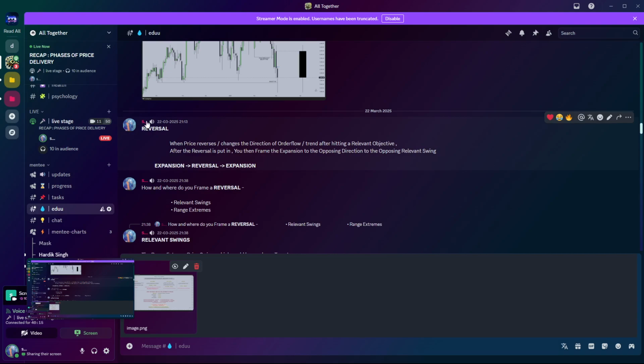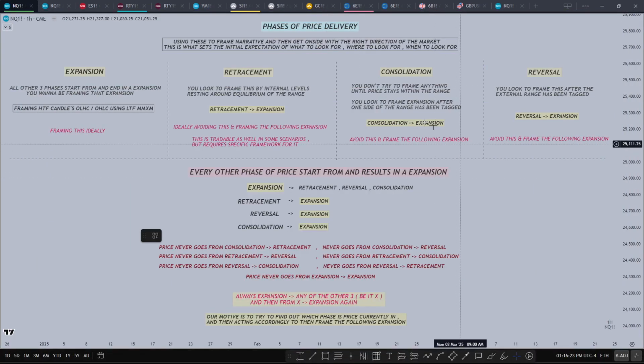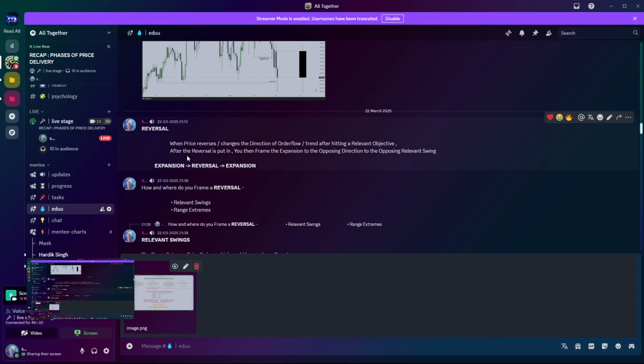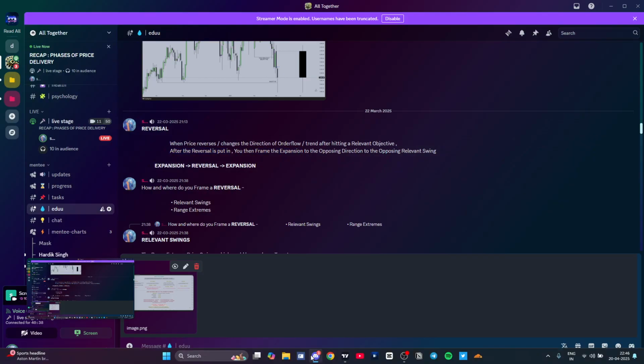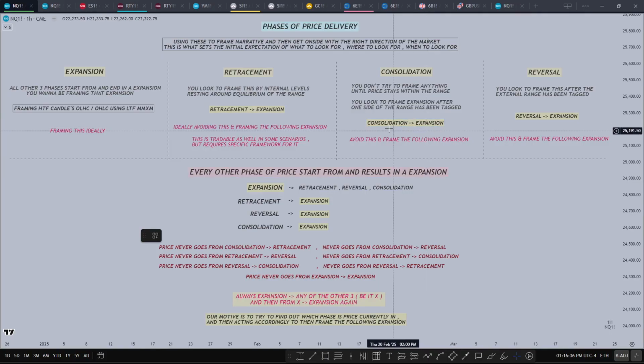Now framing the last phase, which is reversal. When price reverses, changes the direction of order flow after hitting the relevant objective, you don't try to pick this, you don't frame any other phase, you avoid this. After reversal is put in, you then frame the following expansion. Always you then frame the following expansion after consolidation has ended, after price has tagged the range low or range high. After reversal has been put in, you then frame the following expansion. Avoid this, frame the following expansion.